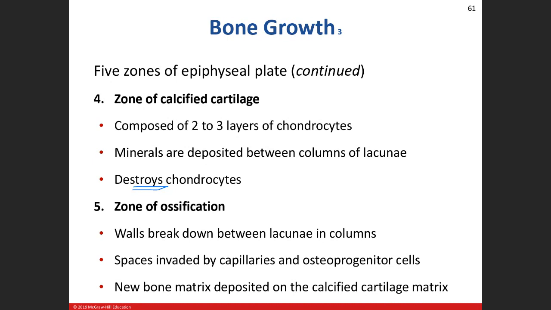We saw in the other types of bone ossification. Well, guess what? Our osteoprogenitor cells start to infiltrate the area, along with capillaries, because capillaries are going to bring in blood and the nutrients of blood. We start to break down those spaces or walls in between the lacunae, and because we brought in the osteoprogenitor cells, they're going to do what they do. They're going to divide, and out of that division, we get our osteoblasts. And our osteoblasts now start to lay down that new bone matrix on top of that calcified cartilage matrix that it uses as a scaffolding. So it's able to remodel itself.